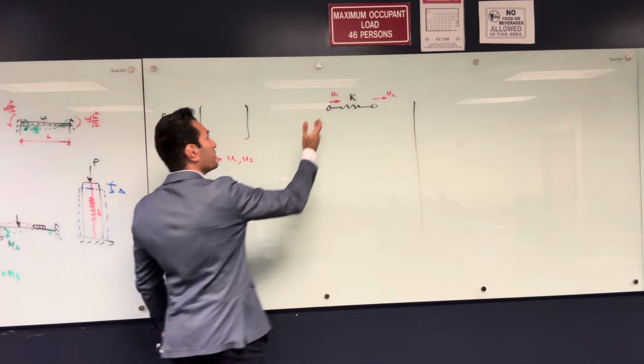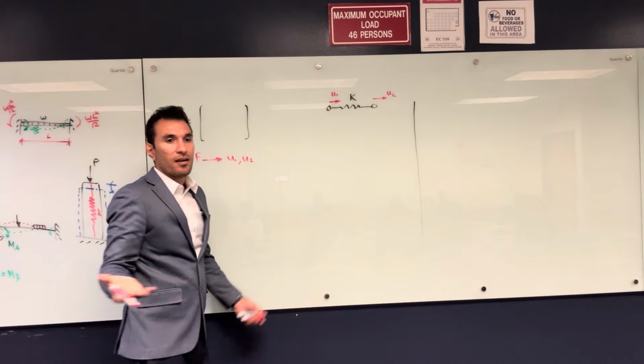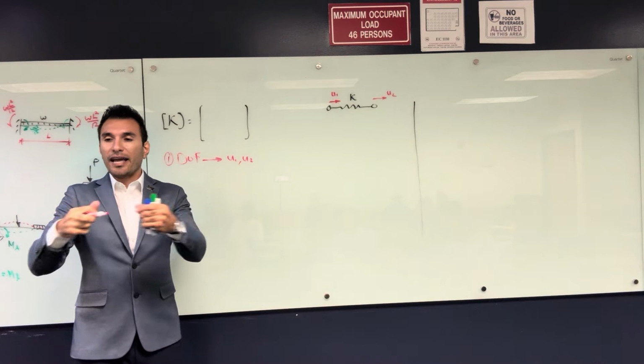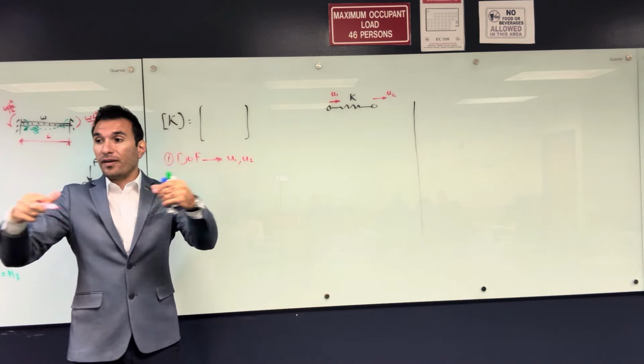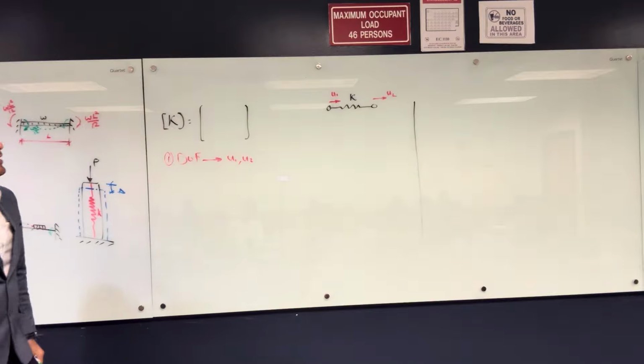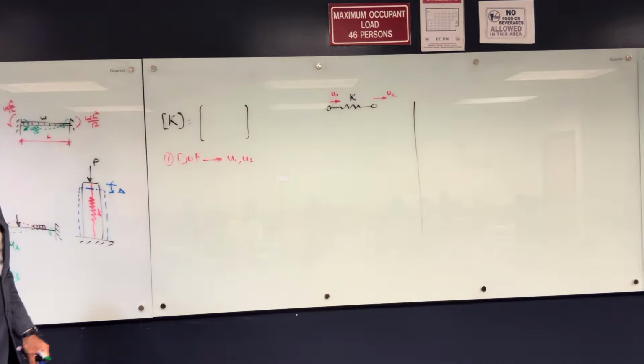You will tell me, how about in the other direction? Yeah, it can be there, but the thing is the spring is not going to have any deformation in the other direction, only axial deformation. Okay, so I have U1 and U2, these are the degrees of freedom.